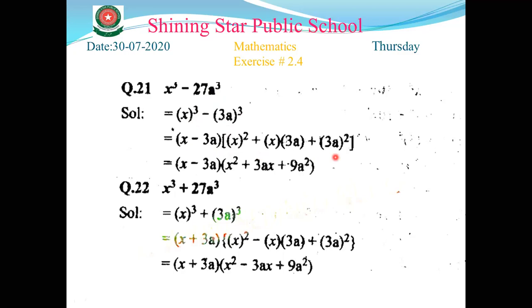Now x minus 3a into x square plus x into 3a plus 3a whole square. Why? Because according to the formula, we have a minus b, a square plus ab plus b square. Okay? So 3a whole square is 9a square, and here is x square and plus 3ax, multiplied with x minus 3a, which is your required answer of the part number 21.